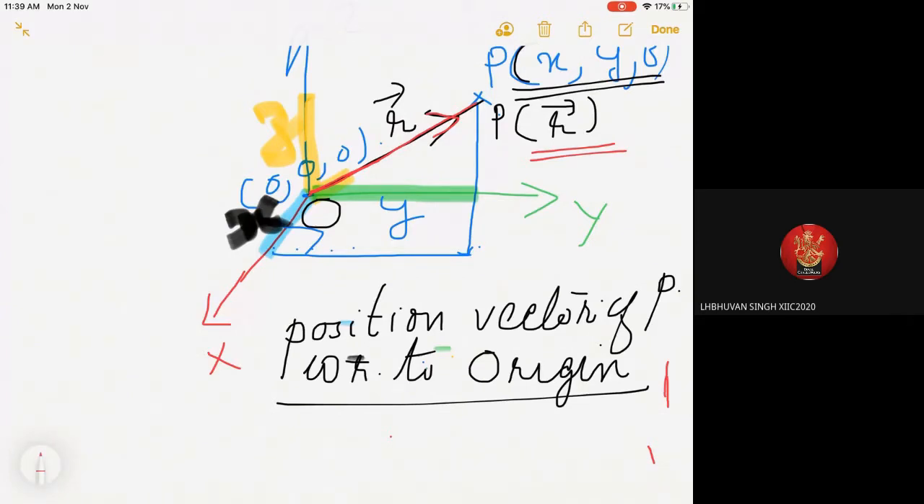Regarding the line, you have not studied in class 11. This is a starting. Line in 2D geometry you have studied. To identify a line in two-dimensional geometry, we have learned the concept of slope, right? Slope is actually m equal to tan theta, and theta is called the inclination of the line with x-axis.